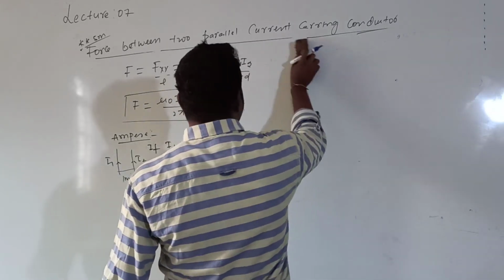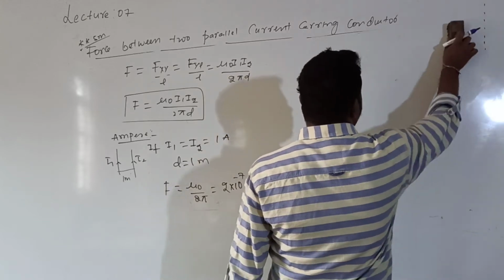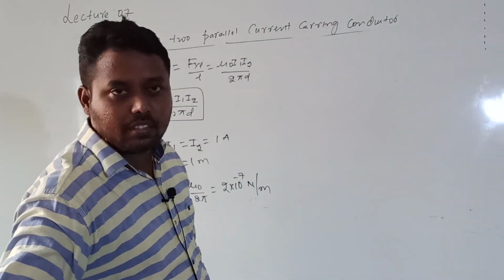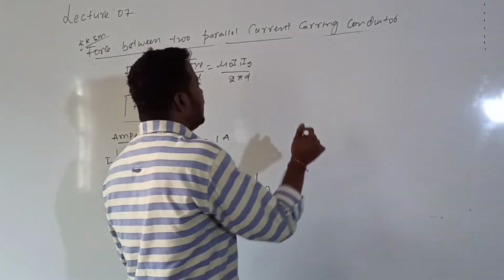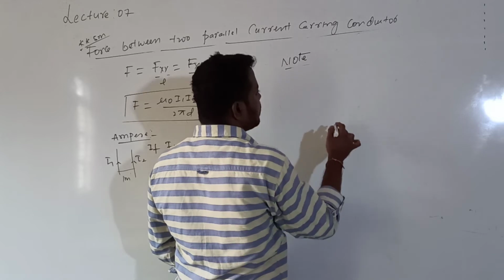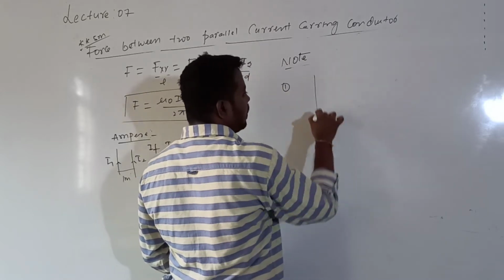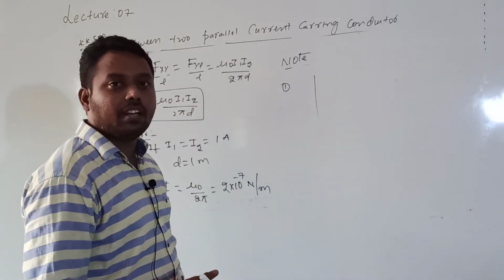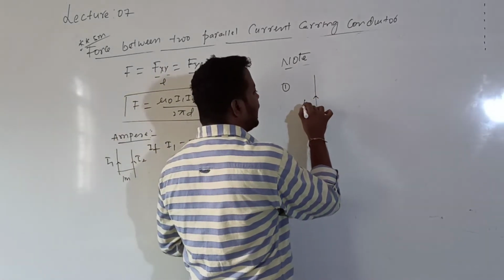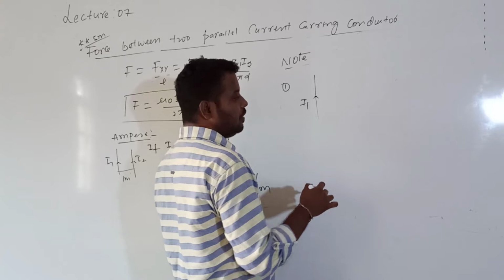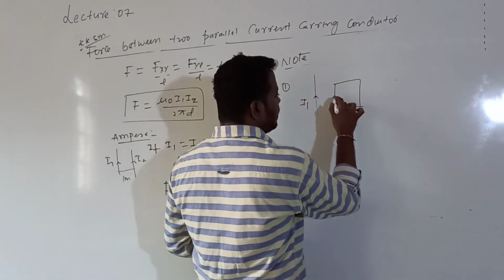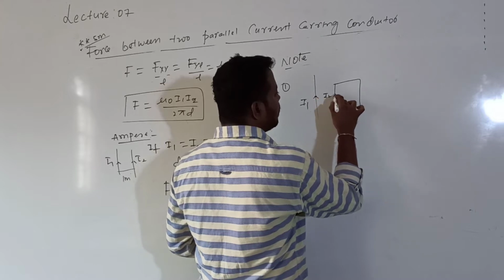After completion of the ampere definition, next let me discuss a few extra points related to this parallel current carrying conductor. Even some NCERT problems are based on this, that's why I am discussing. Let me consider one current carrying conductor carrying a current I1. Let me consider one rectangular loop, which is also carrying a current I2.